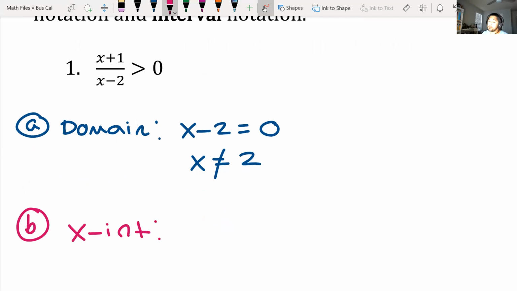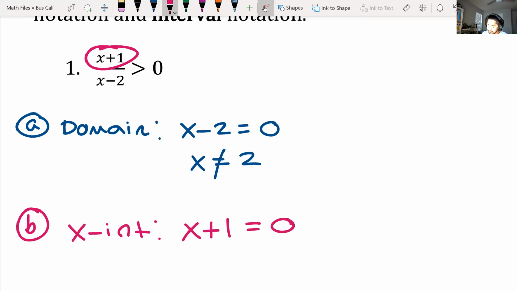So to make this really simple, to find the X intercept, you just take the numerator and set it equal to 0. So domain comes from the denominator. X intercepts come from the numerator. Can't put it any easier than that.